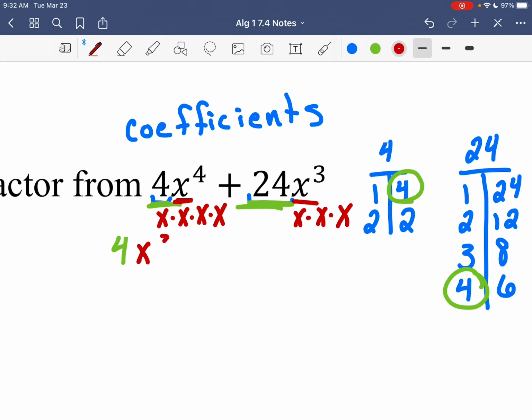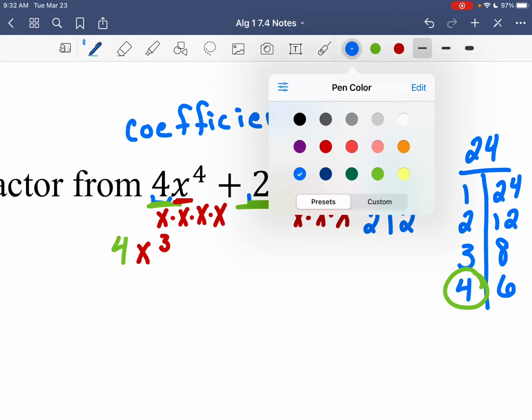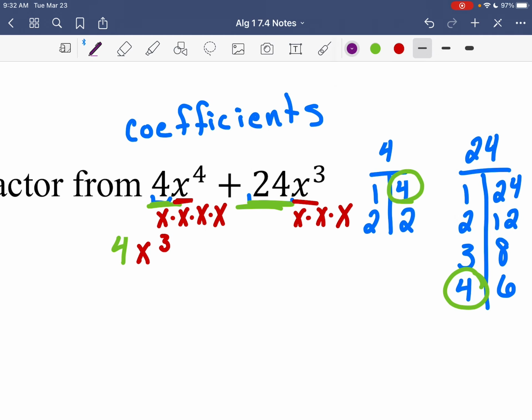So it would be x to the third. So my greatest common factor is 4x to the third. Okay, now I need to figure out 4x to the third times what gets me back to here. So I look at 4 times what gets me 4. Well, that's just 1. X to the third times what gets me x to the fourth. Well, I've got 3 x's. I need 1 more. So times x.